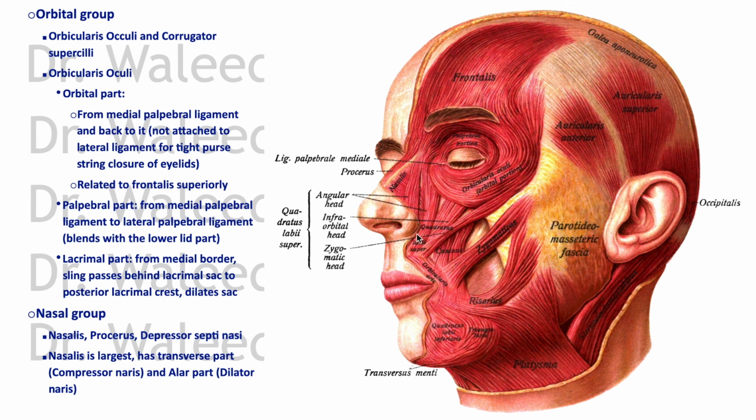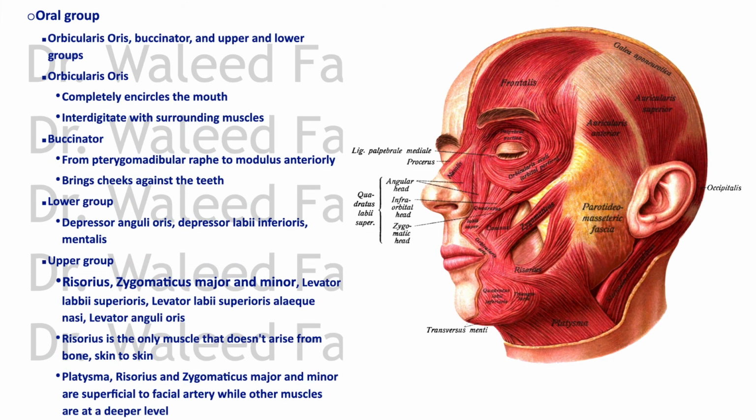We will pick some muscles, okay? But remember that nasalis is the largest. It has a compressor part and a dilator part. Compressor, of course, up here, dilator at the ala, the nasalis muscle.